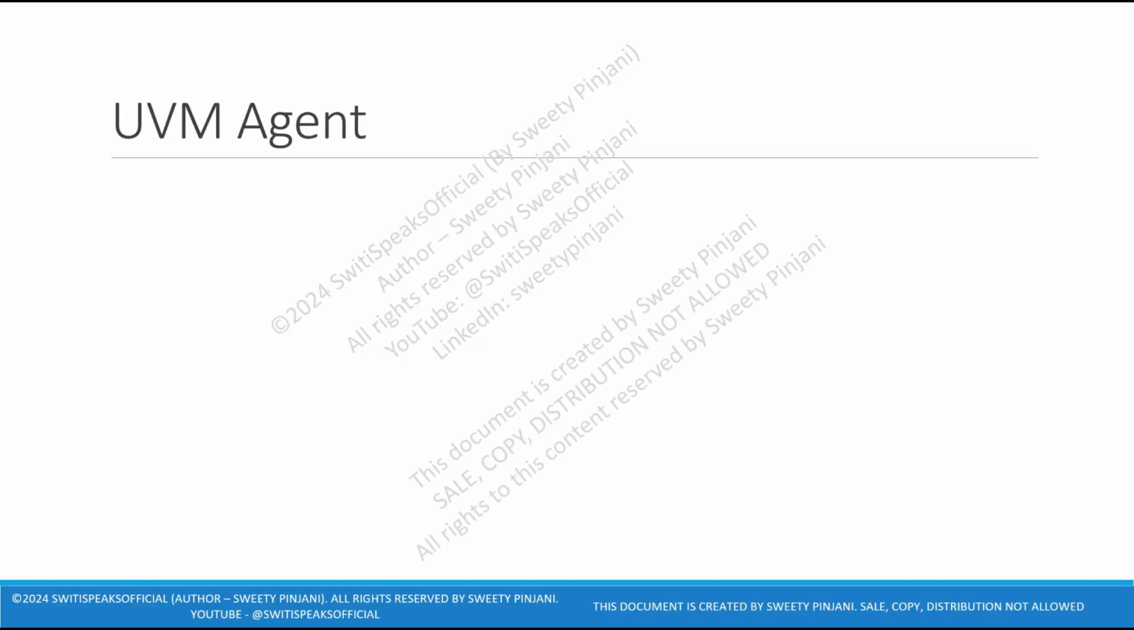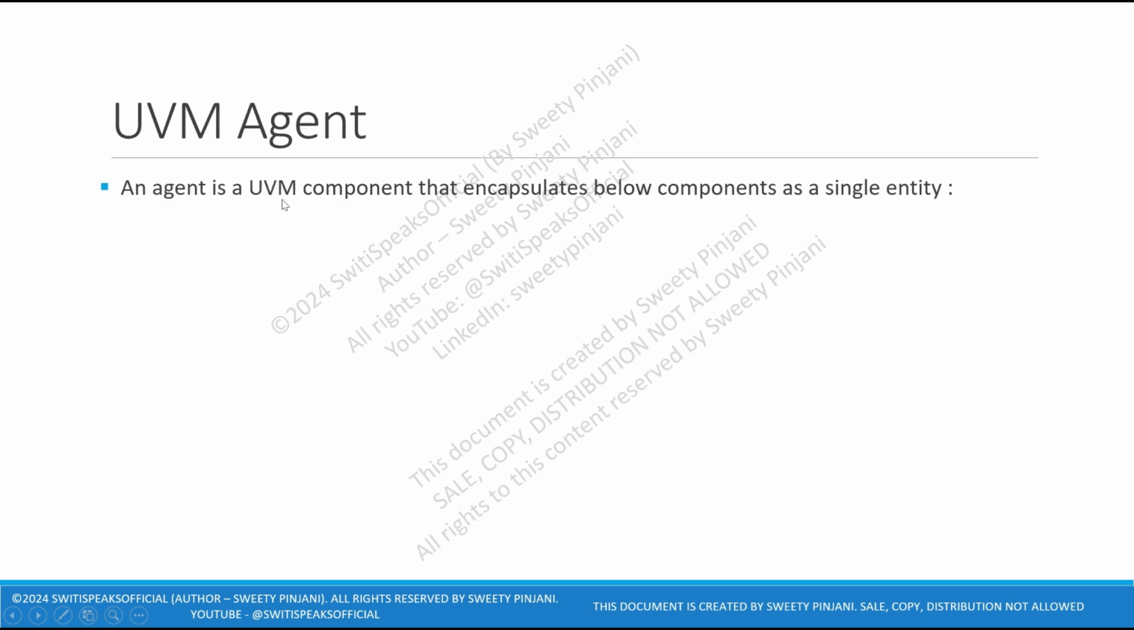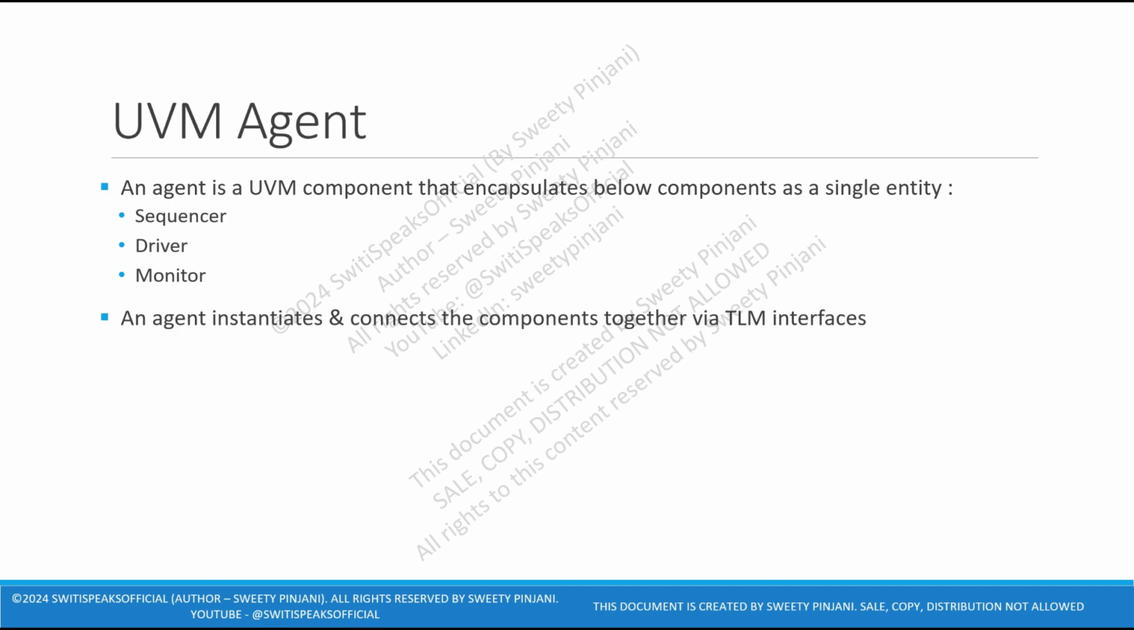Now, let's move to understanding what is UVM agent. UVM agent is a component in UVM. What it does is encapsulate some of the components in a single entity. Which are the components that are encapsulated in the agent? It has sequencer, driver, and monitor. This agent will instantiate and connect all of these components together via TLM interfaces.